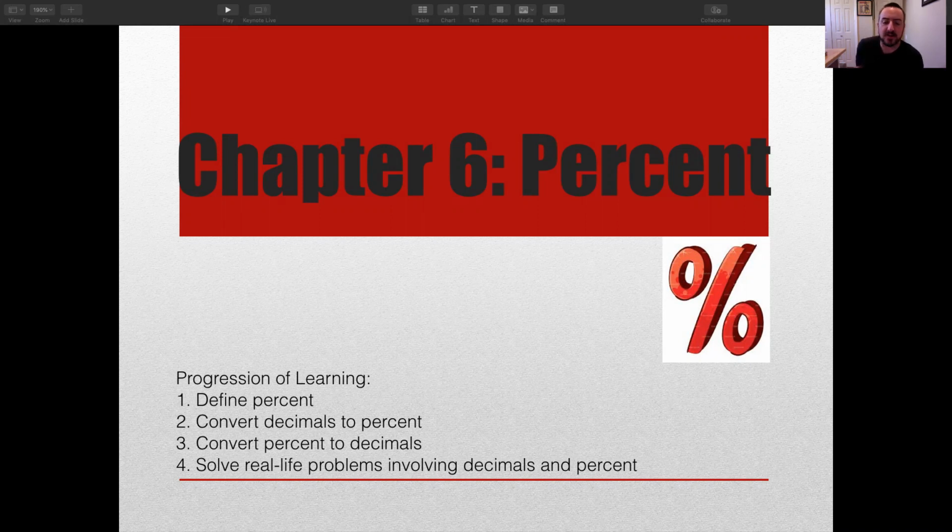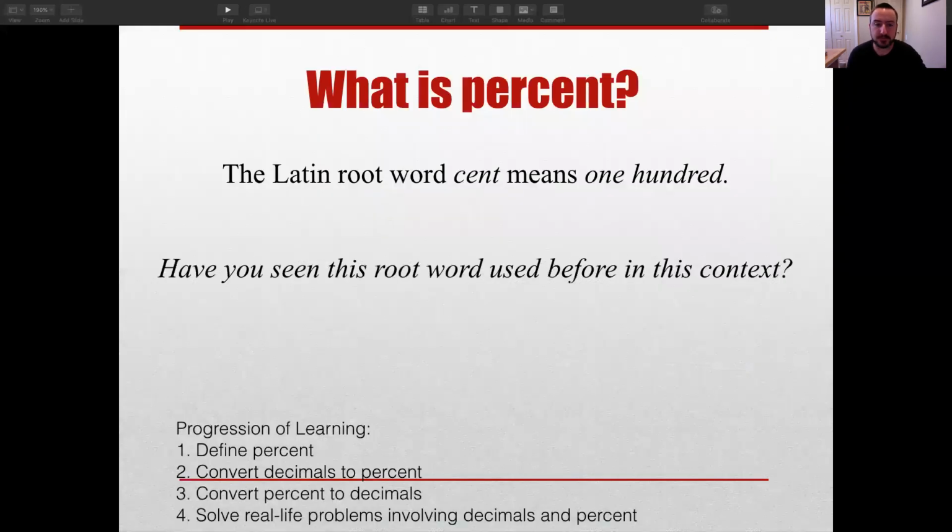We're going to start chapter 6 today, which is about percent, which we'll discuss the meaning of in a second. Just as with chapter 5, chapter 6 is calculator active, so you're allowed to use a calculator as we go over this.